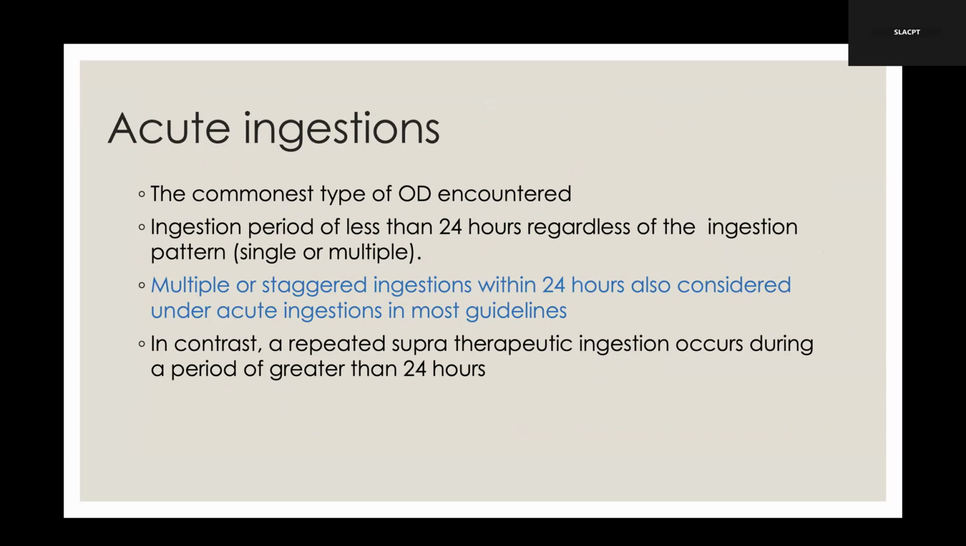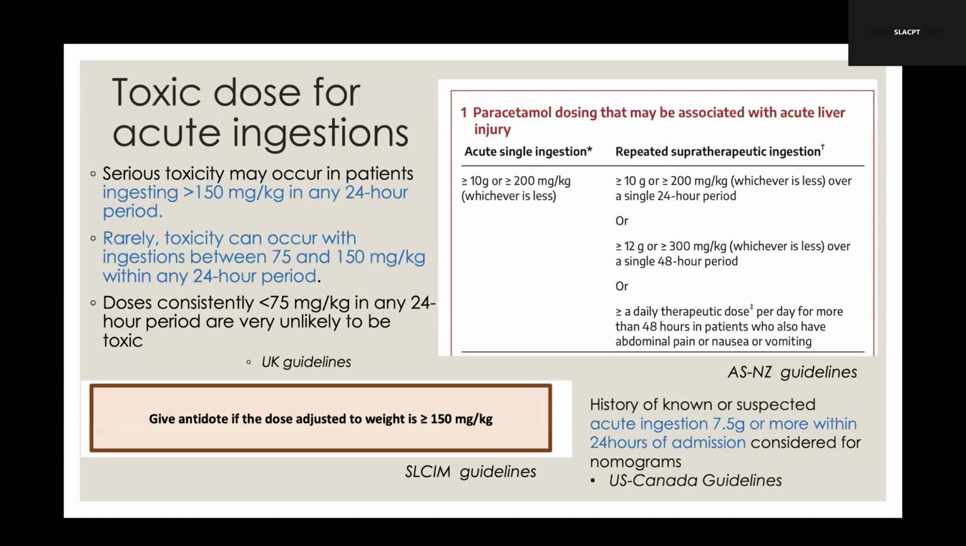And the ingestion period is less than 24 hours, regardless of the pattern, whether it is single or multiple ingestions. And multiple or staggered ingestions, if they have occurred within 24 hours, are, as I mentioned, considered under acute ingestions in most guidelines. In contrast, a repeated supratherapeutic ingestion occurs during a period of greater than 24 hours, and the management differs here, because liver damage has already occurred, and therefore more N-acetylcysteine is required.